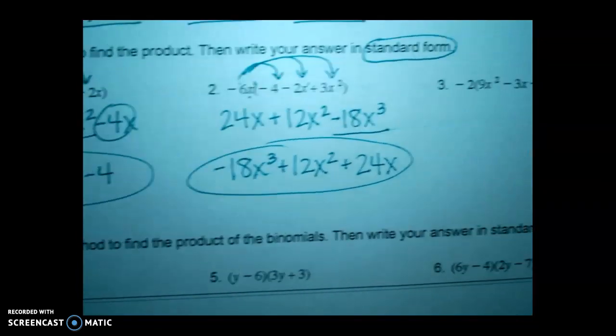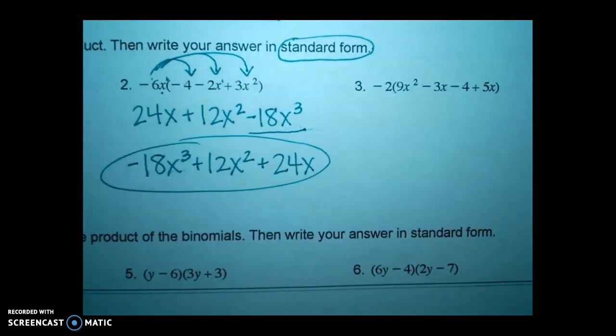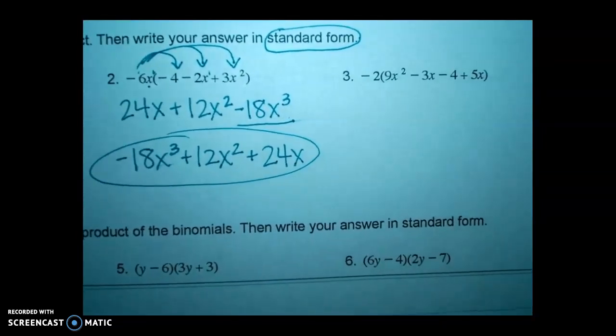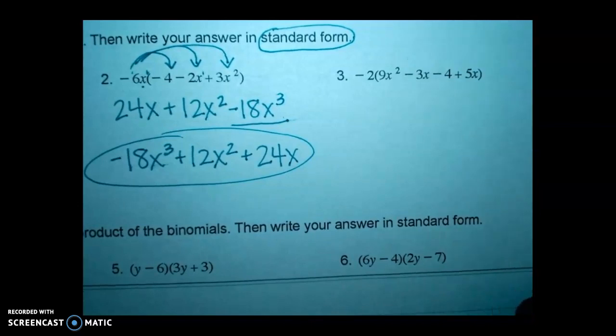Okay, you can either try the third one on your own and push pause, or if you're not quite ready for that, I will work it out with you.